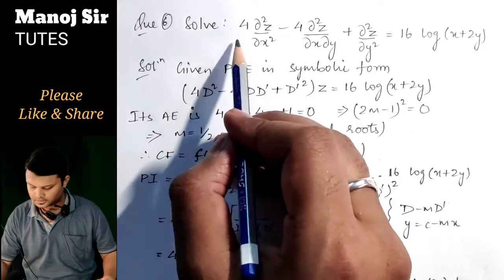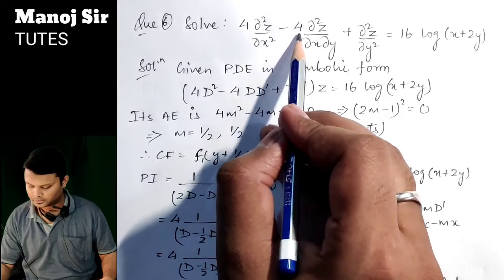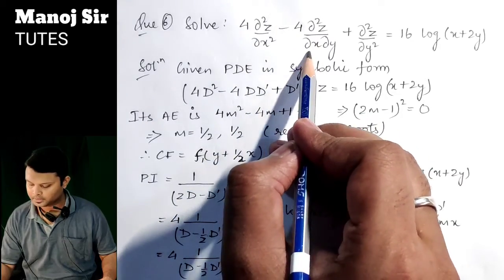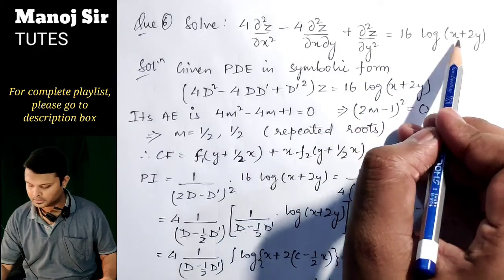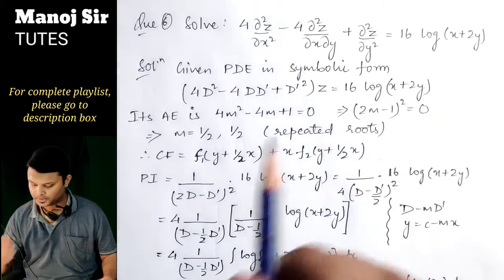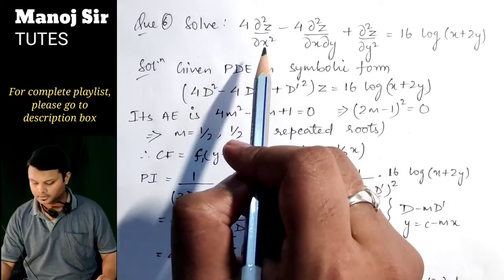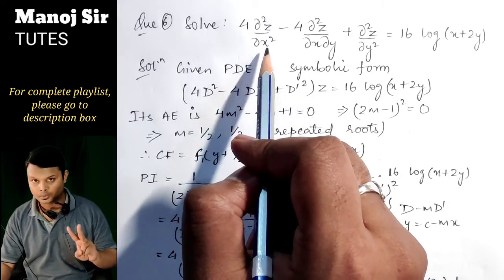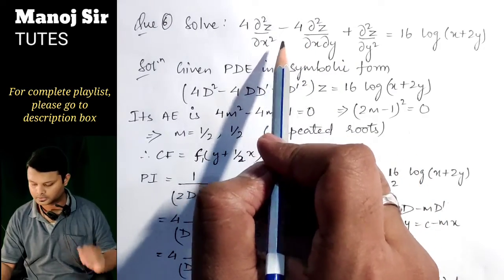The question says solve 4 times del square z upon del x square minus 4 times del square z upon del x del y plus del square z upon del y square equals 16 log(x plus 2y). Here you can see in each of the terms we have order of derivative as 2, that is a homogeneous linear equation.